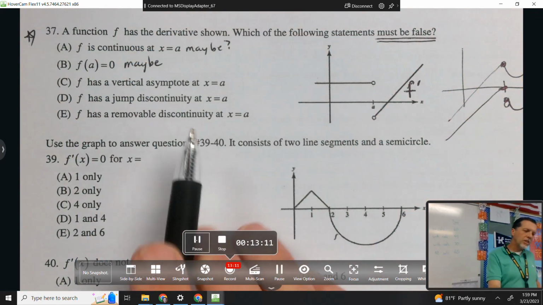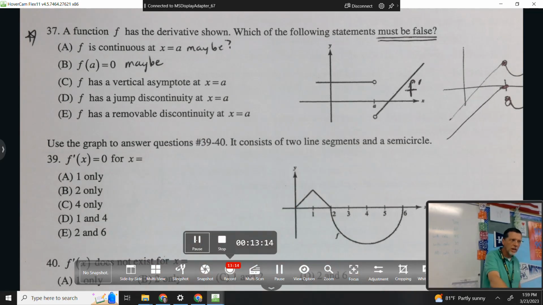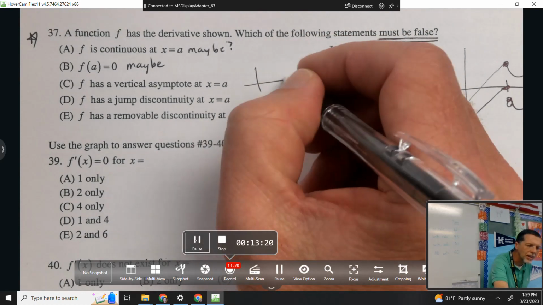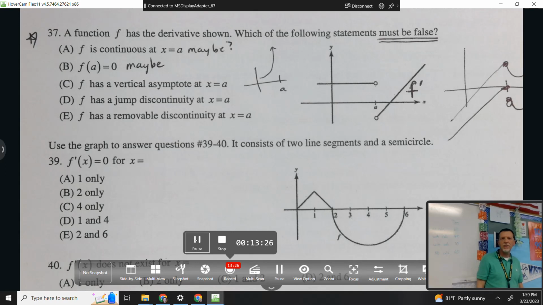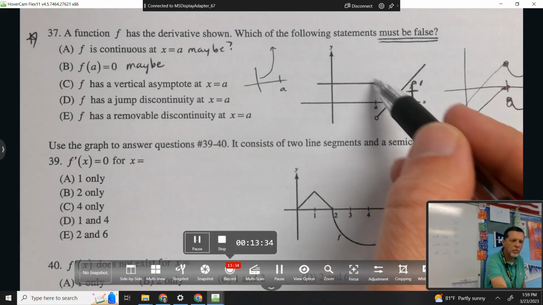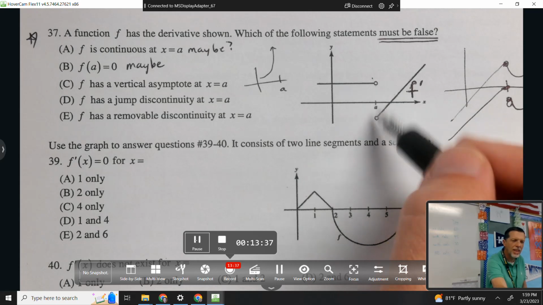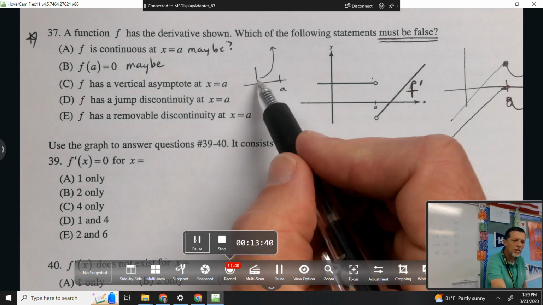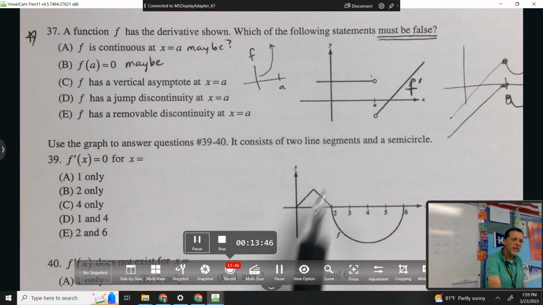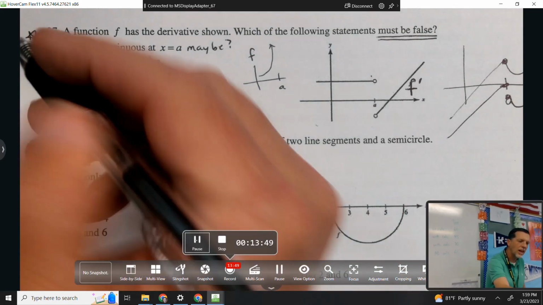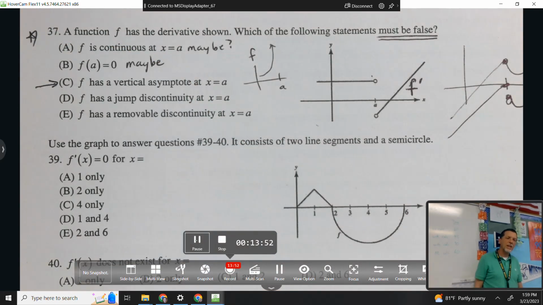F has a vertical asymptote at x equals A. So a vertical asymptote, that would look like that. What would the slope be doing if we had a vertical asymptote? It wouldn't be continuous, but so we've got that. But that alone doesn't mean much. Like the slope of this thing, this is f. The slope's getting bigger and bigger, not staying steady. So I think C is the correct answer because that can't be right.